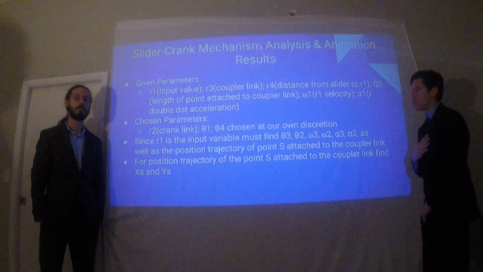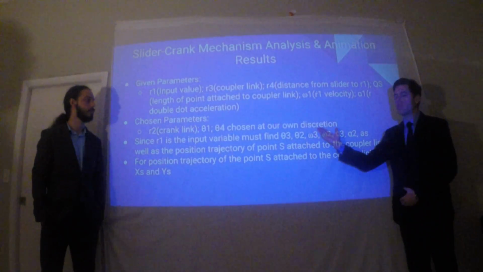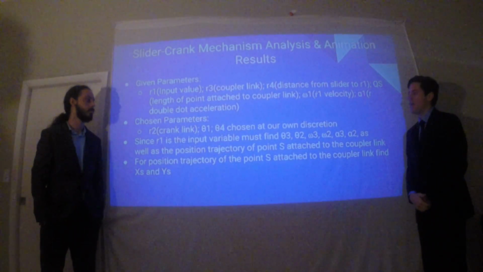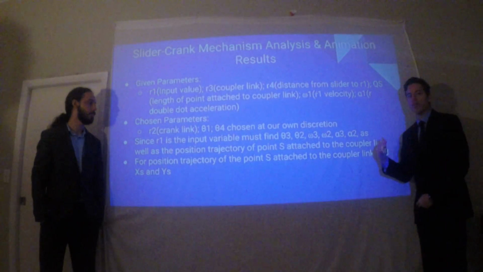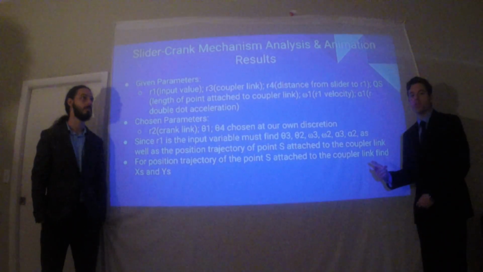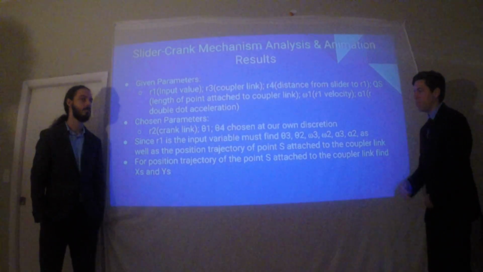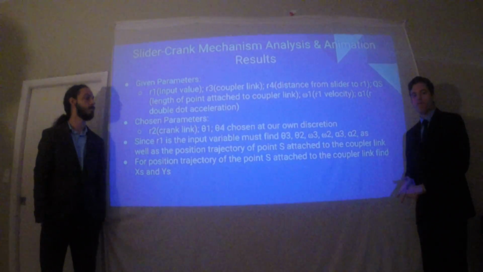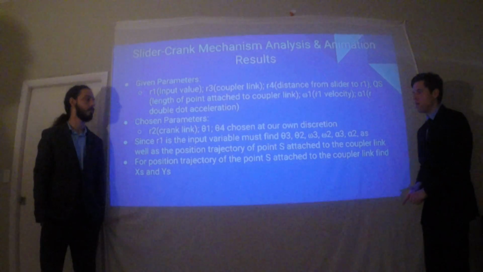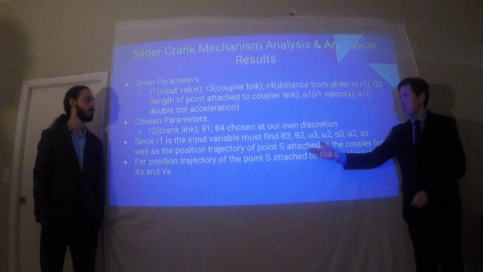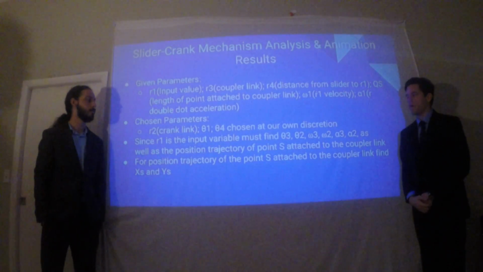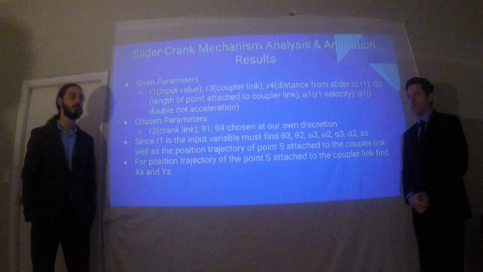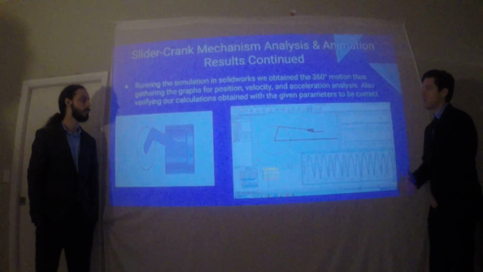The parameters that I chose were the R2 crank length, as well as theta 1 and theta 4. I chose these at my own discretion, so that the linear motion and full crank rotation motion would not be interrupted in our simulation. All these values were found through the position, velocity, and acceleration analysis, respectively. Later, I found the point S attached to the coupler link by following the position trajectory equations and solving for XS and YS. These are the results that I obtained.